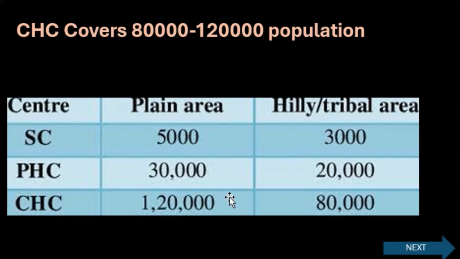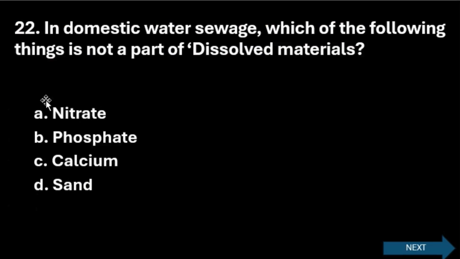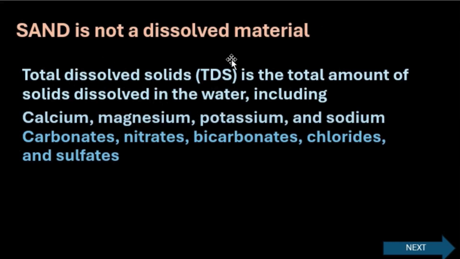Okay. Next question. In domestic water sewage, which of the following things is not a part of dissolved material? Option A, nitrate. Option B, phosphate. Option C, calcium. Option D, sand. These kinds of questions are very easy and you can easily score if you show patience and don't jump to conclusions. So here the answer is sand. You can see sand is not a dissolved material. That itself will give the answer, and you can use the elimination method like that.